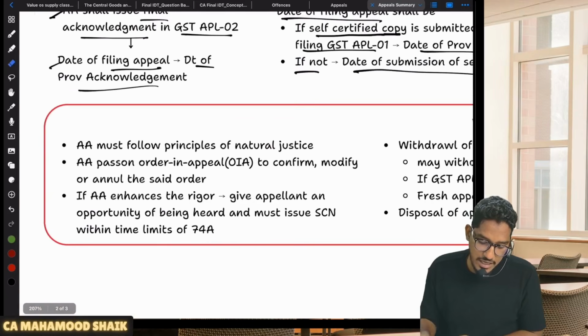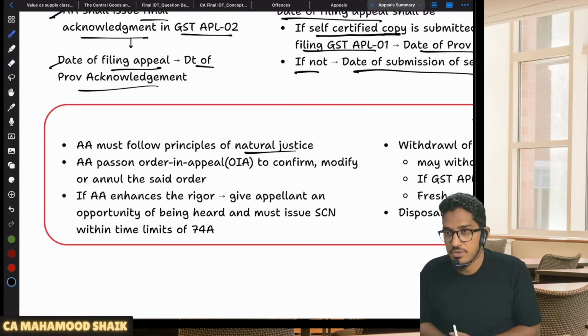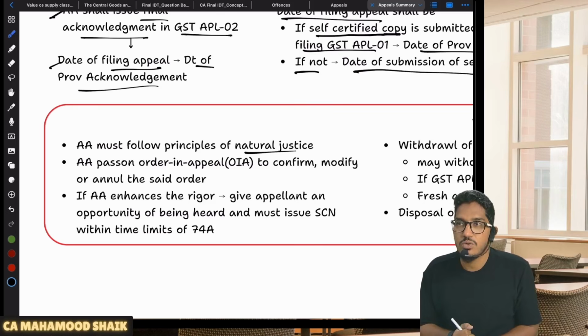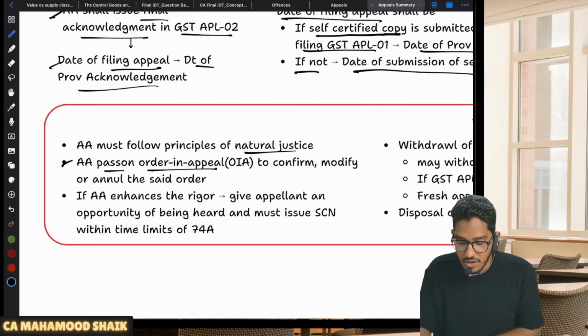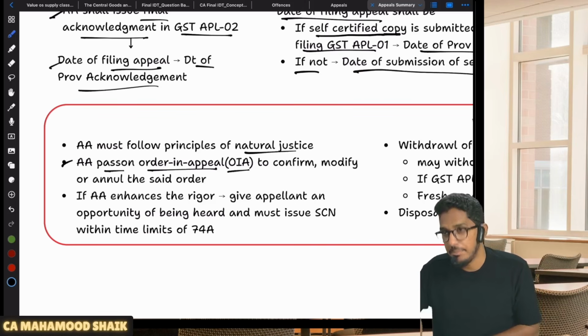Sir, what appeal process will happen? The appellate authority must follow principles of natural justice. Whatever natural justice principles are there, like opportunity of being heard, hearing both sides of the argument, giving opportunity for both, and considering the information before passing the order, they will follow. And the appellate authority will pass an order in appeal. Finally, after considering all of it, he will pass an order in appeal.